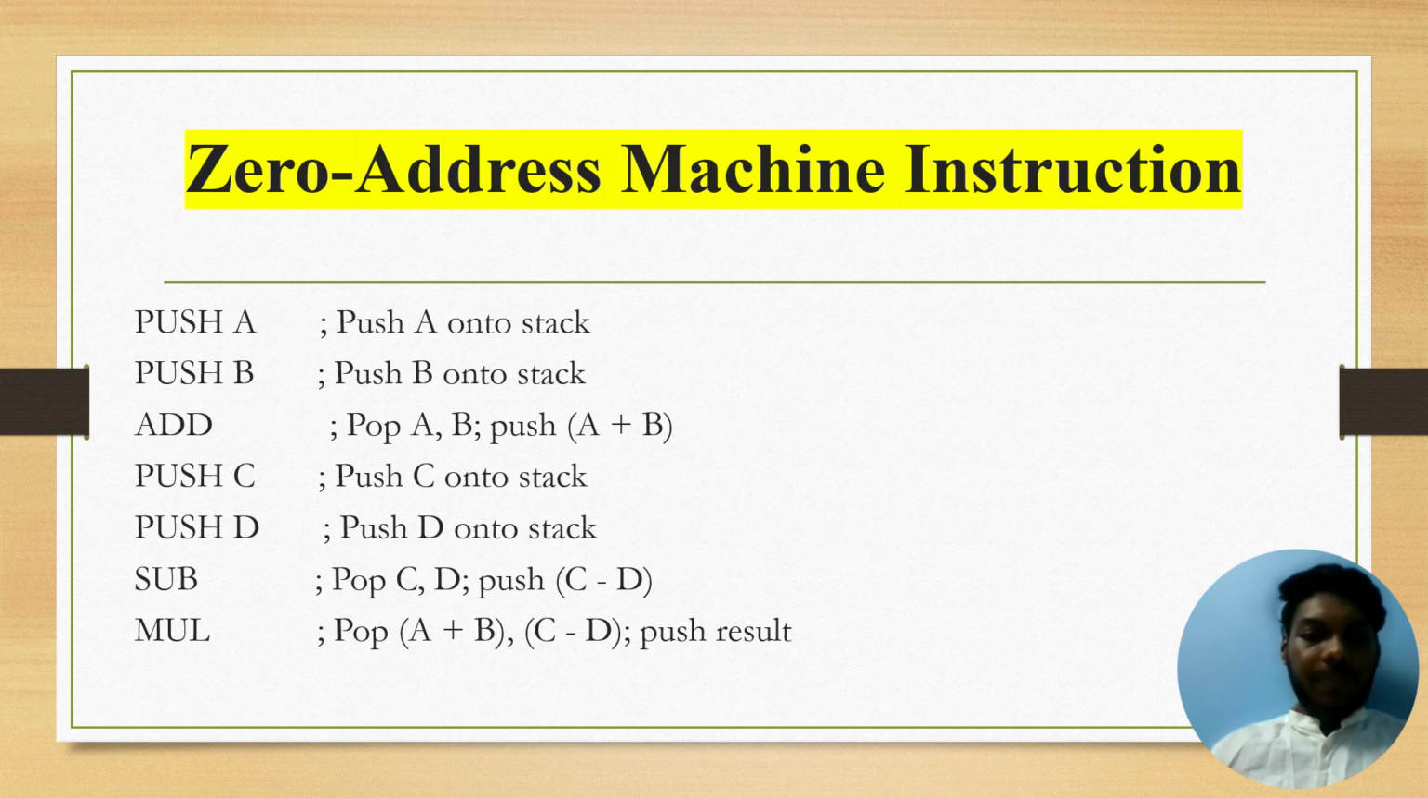Next will be sub. The sub instruction pops C and D from the stack, computes the difference C minus D, and pushes the result onto the stack. Finally is multiplication. The mul instruction pops the two results, A plus B and C minus D, from the stack, multiplies them, and pushes the final result back onto the stack. This process showcases the efficiency of using a stack-based approach for computation, with each step working methodically to break down and solve the problem.